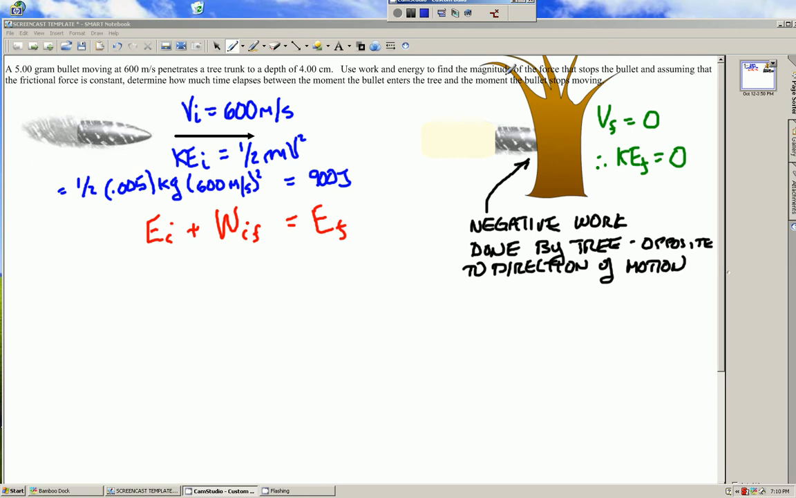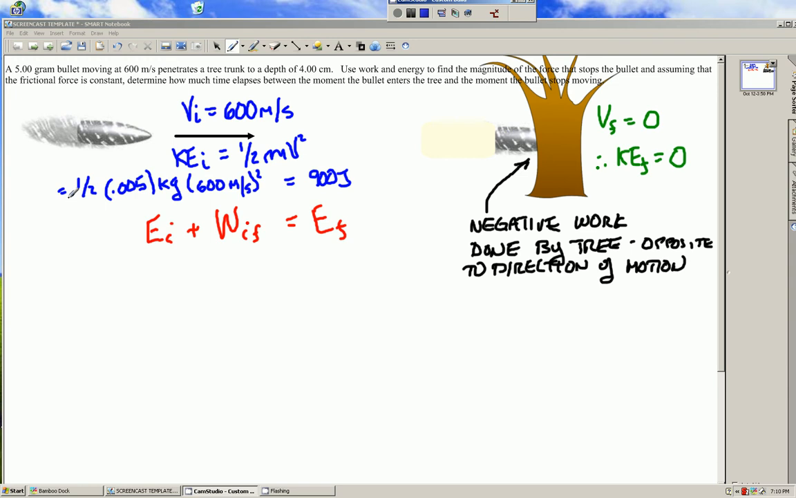Well, initial conditions over here to the left, we have a bullet moving at 600 meters per second. Its kinetic energy is 1/2 mv squared. Being careful, we have to convert the 5 grams to kilograms, and that's 0.005 kilograms, times 600 meters per second squared, gives us 900 joules is the initial energy. The final velocity, of course, stopped by the tree, is 0, and therefore the kinetic energy finally is 0. So the tree must have done work on the bullet in order for this to have occurred.